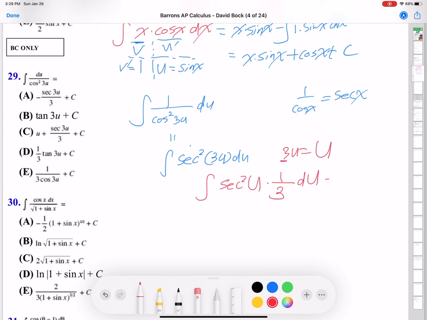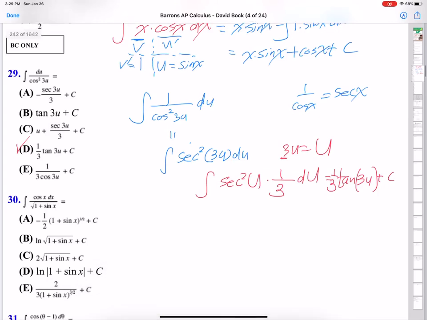What is integral secant squared? That's tangent x, right? Tangent x derivative is secant squared x. Tangent large U. But what was large U? 3u, right? 3u. And the 1/3 coefficient, right? Plus c. Tangent 3u over 3. Yeah, D. D is the answer.